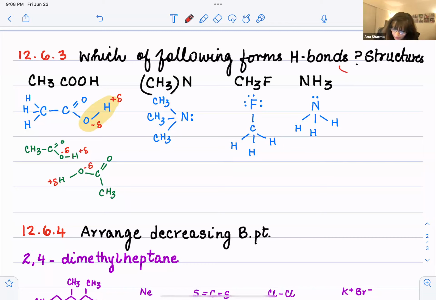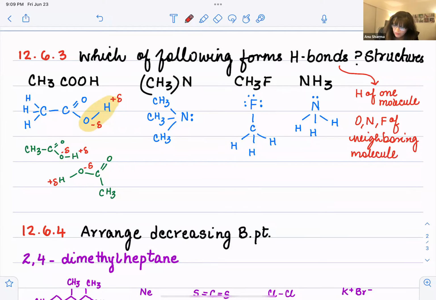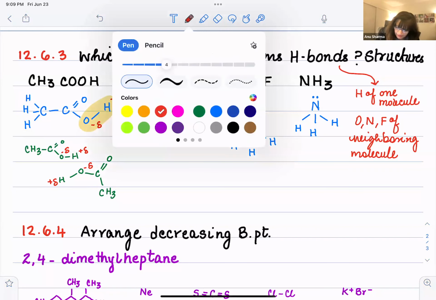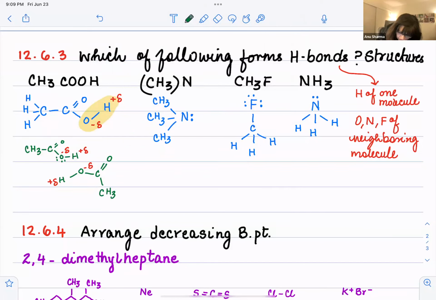So hydrogen bonding is always with the hydrogen of one molecule bonded to the oxygen or nitrogen or fluorine of the neighboring molecule, the one that is near. So this is always between the two. Here, because this oxygen has a lone pair, this oxygen also has a lone pair. So they are going to lend their lone pair. Let me use a different color. Here this oxygen lends its lone pair to this hydrogen, and this oxygen lends its lone pair to this hydrogen. And so this is a hydrogen bond, and this is a hydrogen bond.